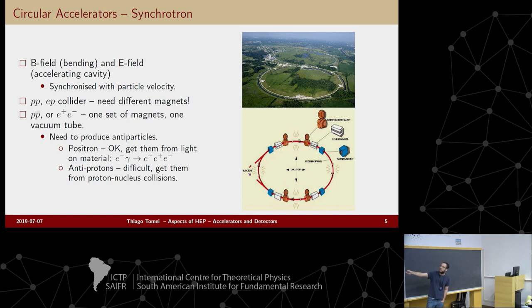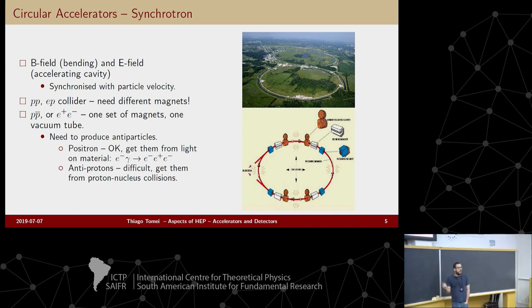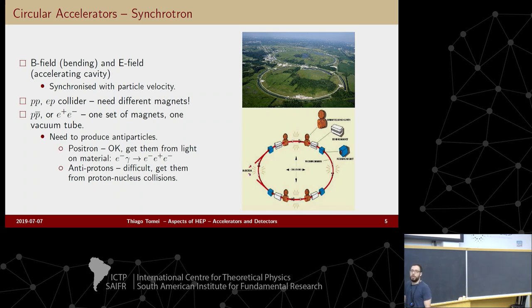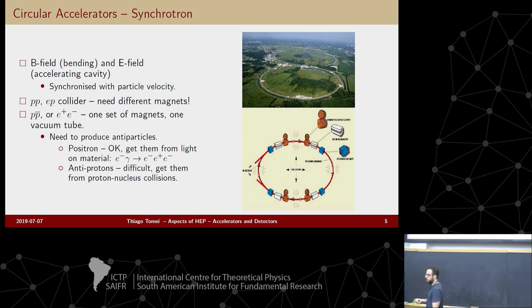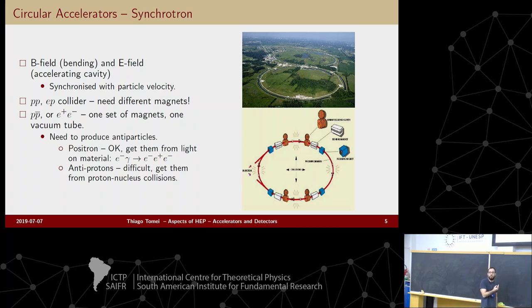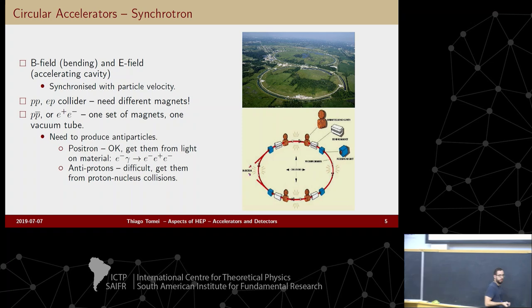The reason that getting antiprotons is not trivial is why, for instance, the LHC collides protons on protons, because we wanted high luminosity, high collision rates. Therefore, we couldn't make do with just a few bunches of antiprotons. We needed a much stronger beam, and that led us to go with proton-proton.